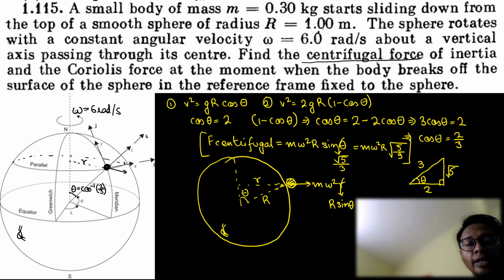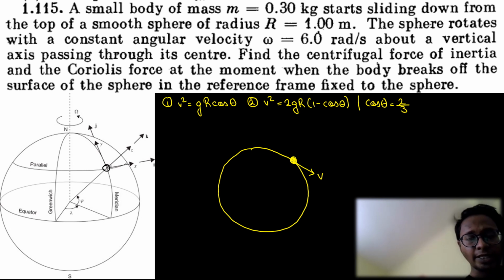Now the second part, what is the Coriolis force? See, the Coriolis force will depend upon the velocity of this particle as seen by this frame of reference. So first you need to find out the velocity of this particle as seen by this frame of reference. Now see, a particle out here was moving opposite to the y-axis with velocity v, as seen by someone in the ground frame of reference.